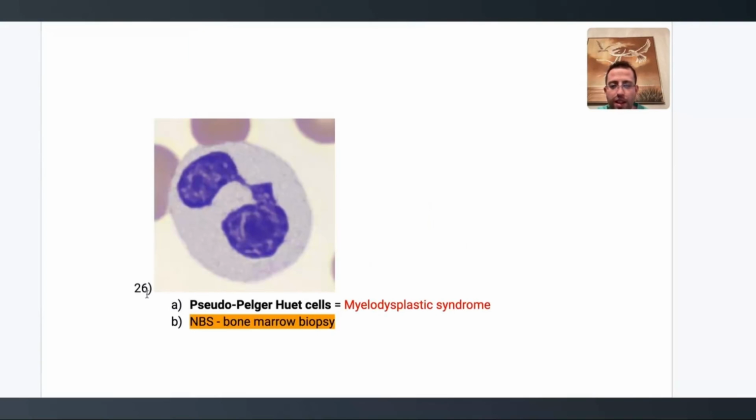26. What is your diagnosis? You should be thinking pseudo-Pelger-Huet cells. This is seen with myelodysplastic syndromes. Your next best step is a bone marrow biopsy to confirm. If you see these bilobed nuclei here, you're thinking pseudo-Pelger-Huet cells. It's usually an elderly patient.